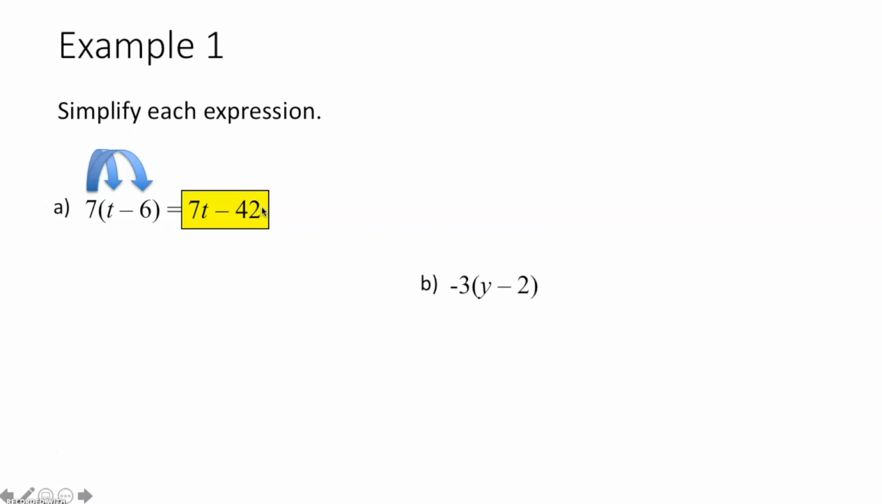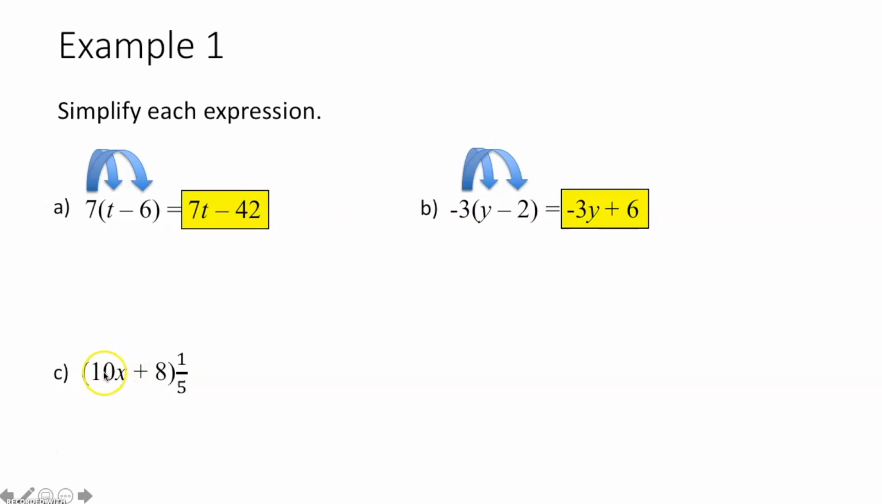And you're done. Let's try another one. Here, we have a negative outside the parentheses now. So negative 3, we're going to distribute inside our parentheses. Negative 3 times y is going to be negative 3y. And then negative 3 times negative 2 is going to be positive 6. So we write plus 6.